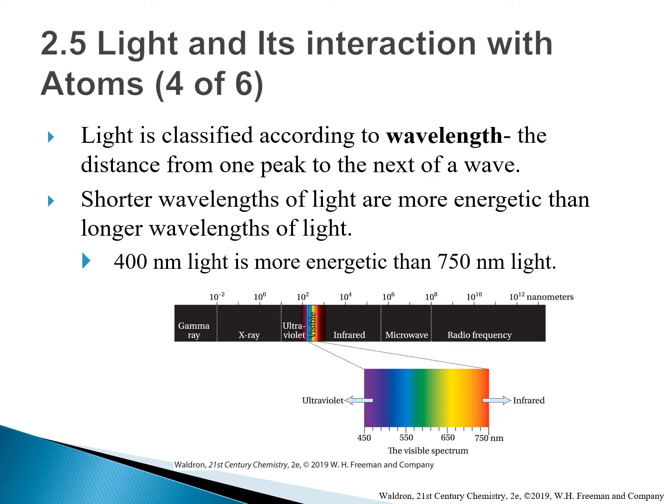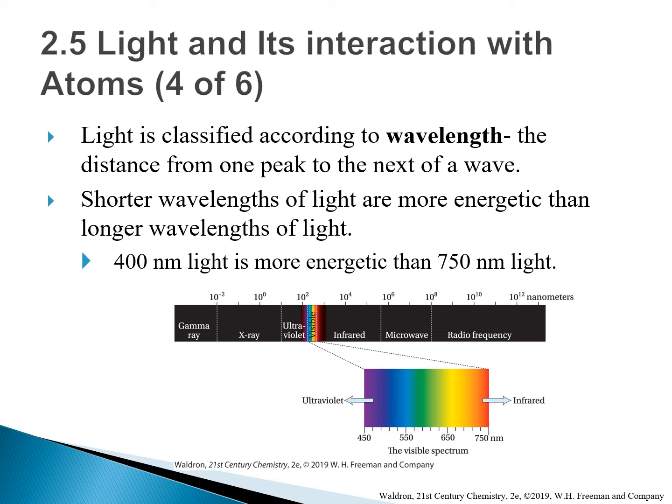What is the wavelength? A wavelength is defined as the distance from one peak to the next of a wave. How about frequency? The frequency is the number of waves that pass a point in space during any time interval, usually in 1 second. Shorter wavelengths of light are more energetic than longer wavelengths of light. In other words, the higher the frequency of a light, the more energetic it is.